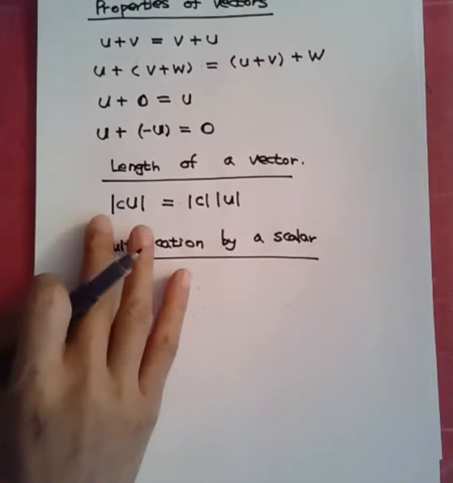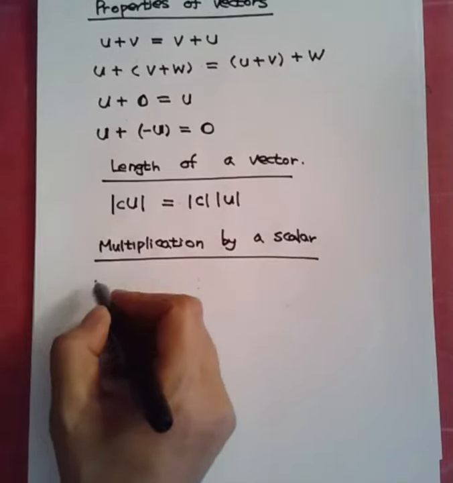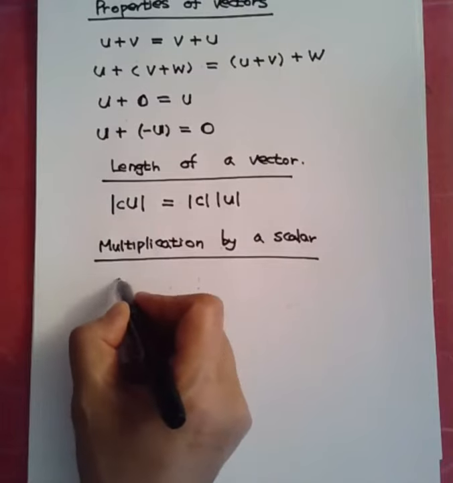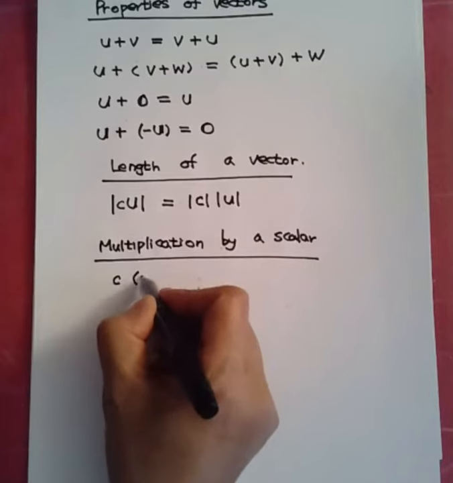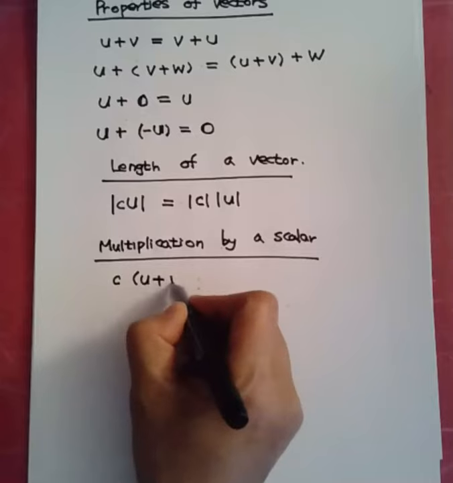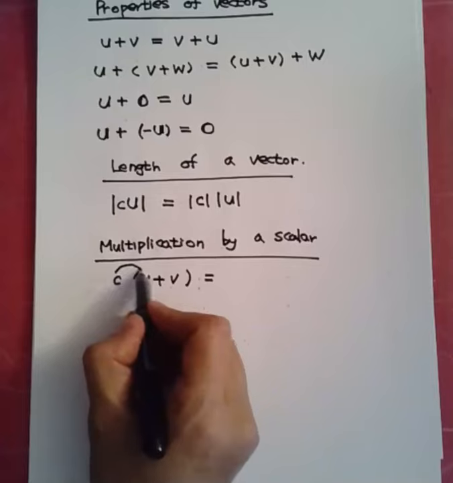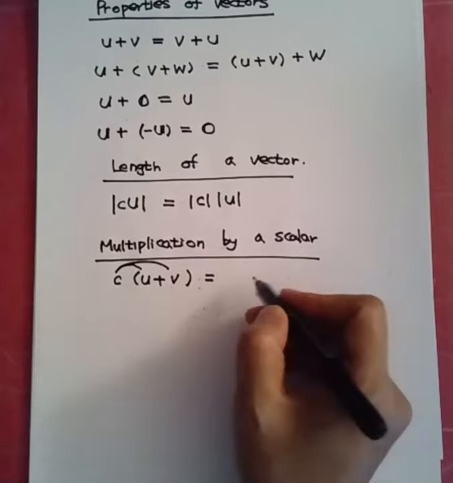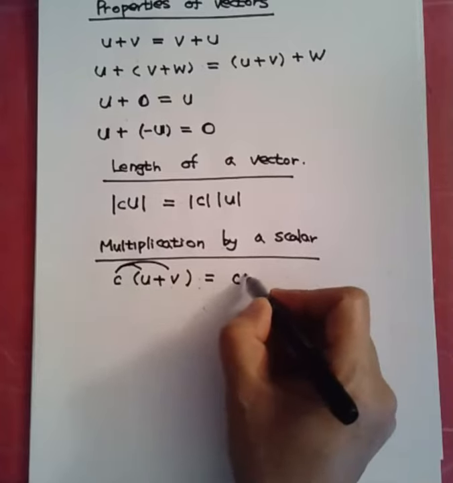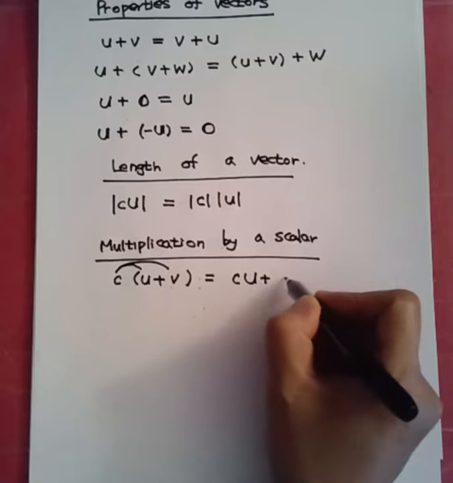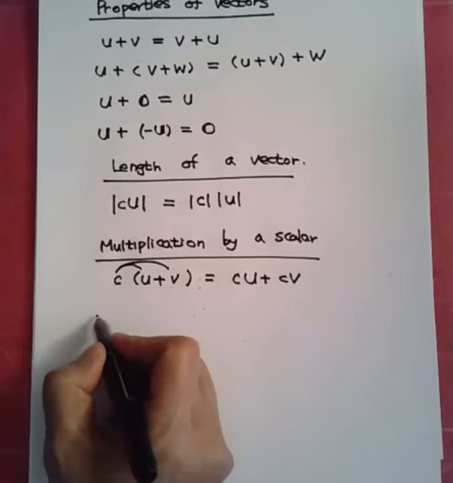The next one is about multiplication by a scalar. c is a scalar, and we have vectors v and u. Those are added. Then we can distribute it. That equals c times u plus c times v.